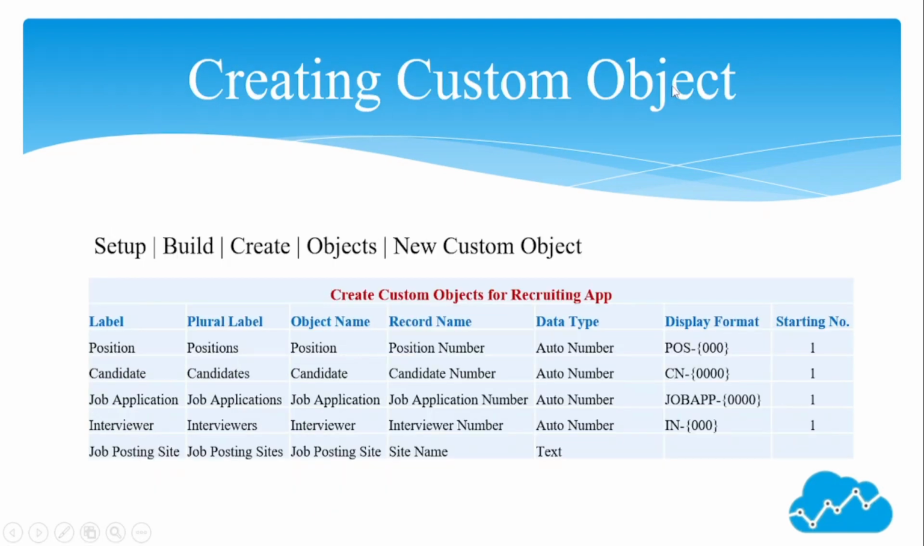Creating a custom object. For creating the custom object, we have to go to Setup, Build, Create, Objects, New Custom Object. For the label, here I am providing Position, plural is Positions, object name is Position, record name is Position Number, data type is Auto Number, display format is POS- for position, and in the curly brackets I am giving 0 and the starting number would be 1. Same for Candidates, again for Job Application, again for Interviewer, again for Job Posting Site.